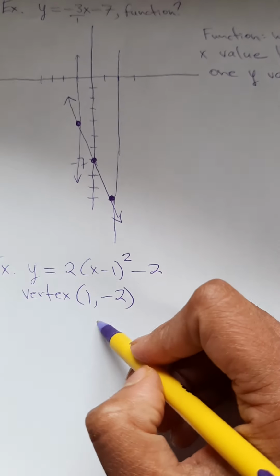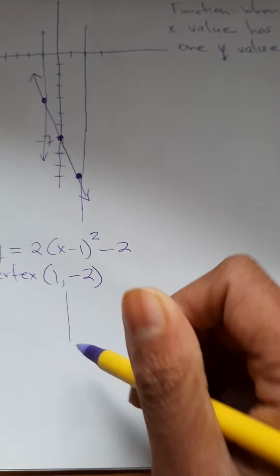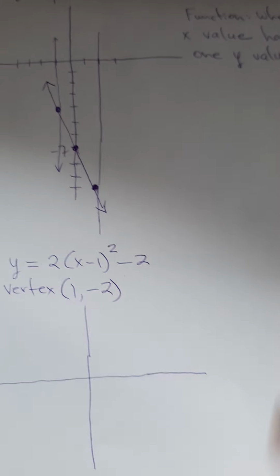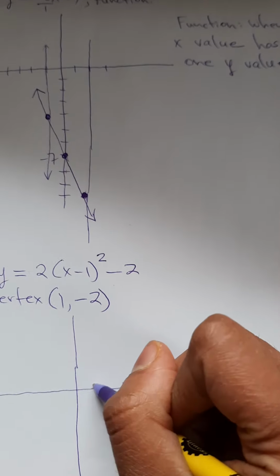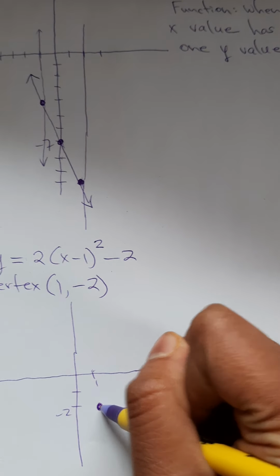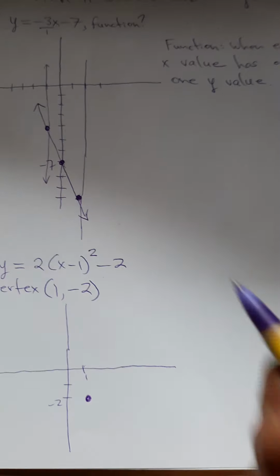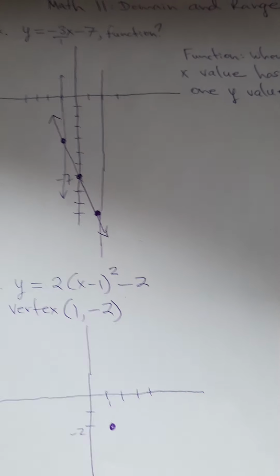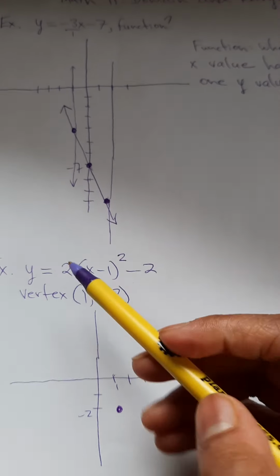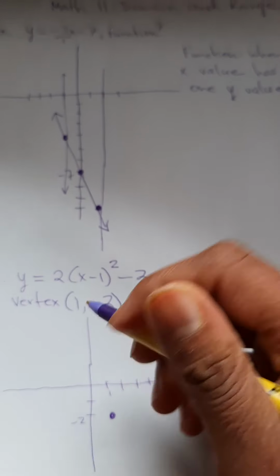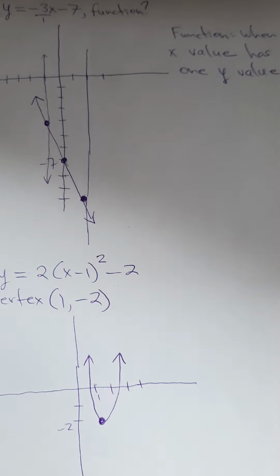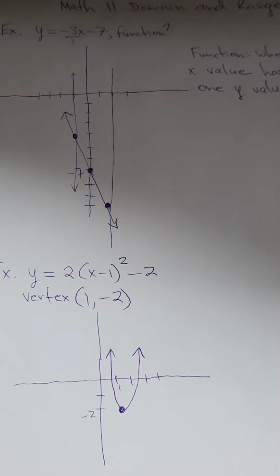Now say I just draw a quick sketch of my graph. I'm going to draw it at 1 and negative 2. This is my vertex. We're not going to make a very specific graph here, but because there's no negative sign in front, I know that my parabola is opening upwards like this. Does everyone see that?